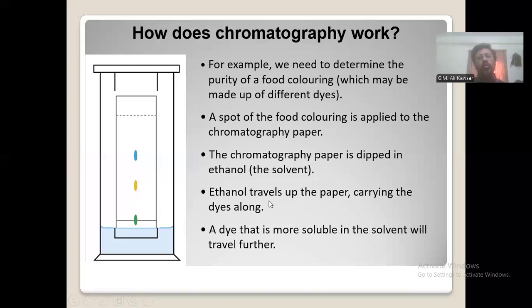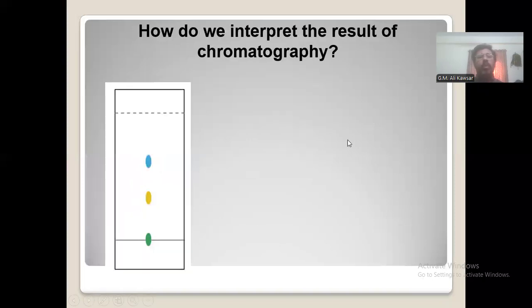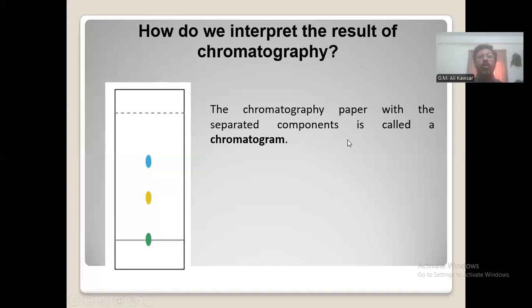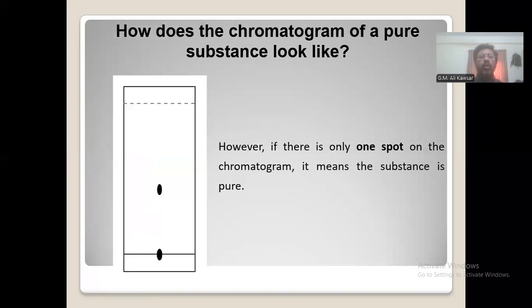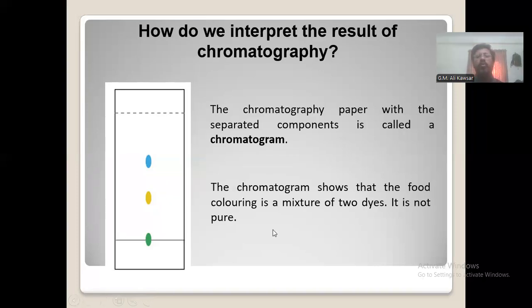As the solvent which we have taken here is more soluble in the mixture, it will climb more than the spots. Let me change the slide. Just go through the explanations given here. Then I will change the slide and explain so that it will be clear to you.